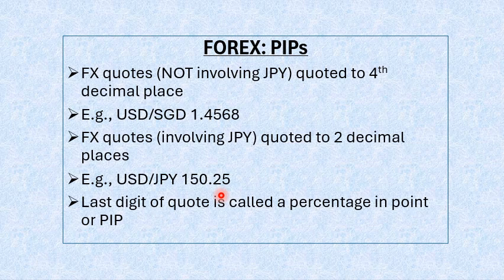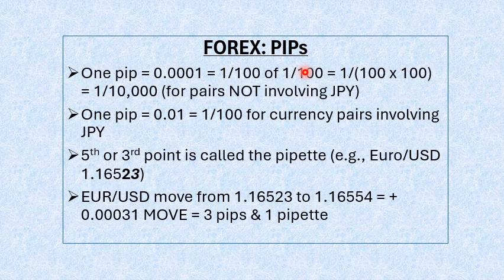For quotes up to 4 decimal places, the last digit of the quote is called percentage in point or a pip. That is 1 pip is equal to 0.0001. Therefore, a pip is equal to 1 divided by 100 of 100, that is 1 by 10,000. And note that the pip is not exactly the same as a basis point. We will explain this later.